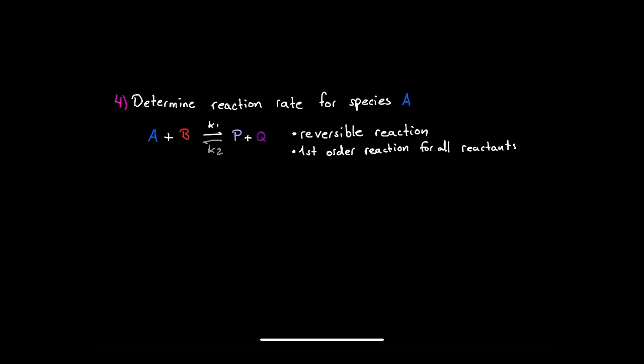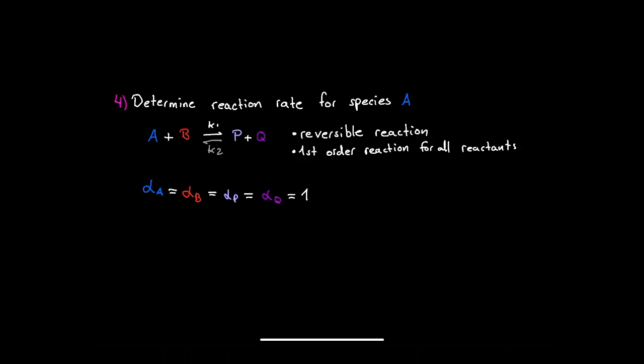Because all given species are reactants, depending on the side of the reaction we're taking a closer look at, and the task also specifies that we have a first order reaction for all reactants, we can write down the reaction orders: alpha A is equal to alpha B, which is equal to alpha P, which is equal to alpha Q. Because it's a first order reaction, all of these are going to be 1.